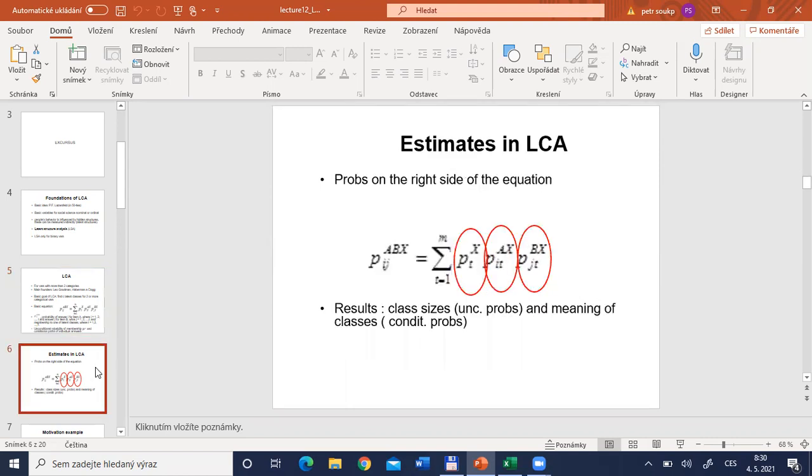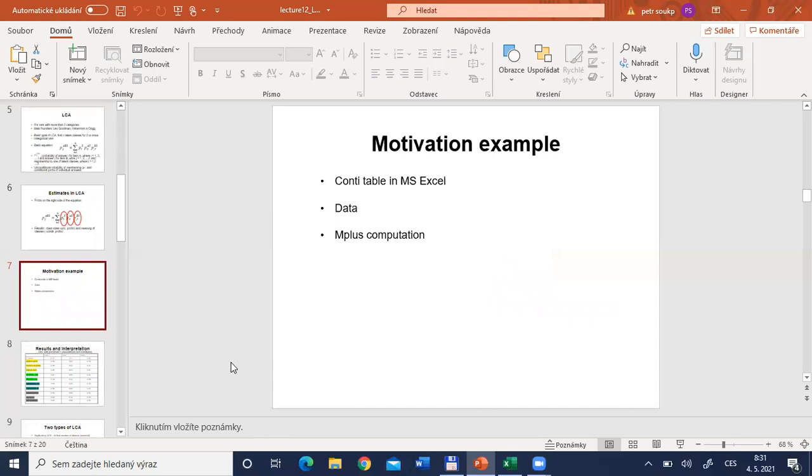So once again, here we have a detailed description that these probabilities are parameters that are estimated by software. In our case, we would be using Mplus for estimation of these parameters. By the first parameters, we would recognize the sizes of individual latent classes. And by these conditional probabilities, we would be able to recognize what could be the meaning of individual latent classes. So this is how it works, at least from the first insight. And now we could go to a very easy motivational example.